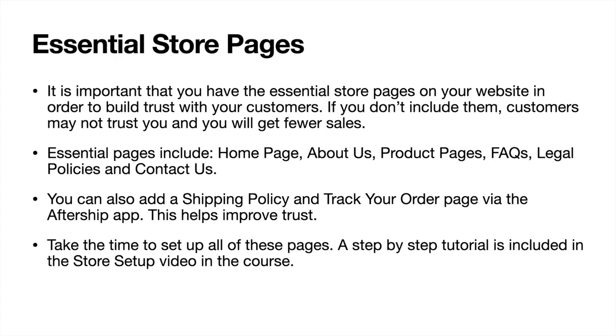Now I'm going to talk about the essential store pages. Now, all of this is covered in the store setup video. In the store setup video, I do a step-by-step tutorial on how you can set all of this up. It is important that you have the essential store pages on your website in order to build trust with your customers. If you don't include them, your customers may not trust you and you will get fewer sales. So essential store pages include the home page, an about us page, your product pages, FAQs, legal policies, and contact us. In addition, you can add a shipping policy and track your order page via the Aftership app. This helps improve trust also. So take the time to set up all of these pages. Once again, a step-by-step tutorial is included in the store setup video in the course.